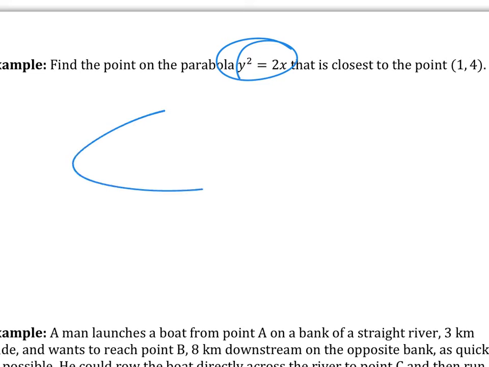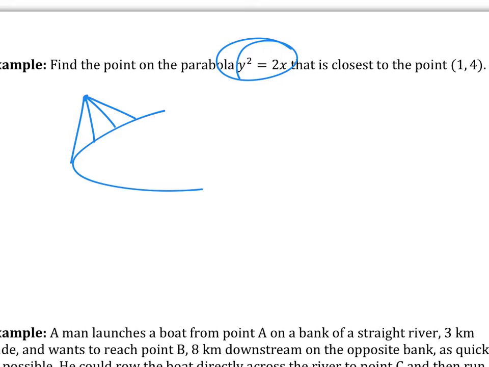So basically this parabola looks like this, and then (1, 4) is maybe somewhere here. We're eventually going to draw a better one. The question is which point on this parabola is going to give you the shortest distance? How do you even find the distance?